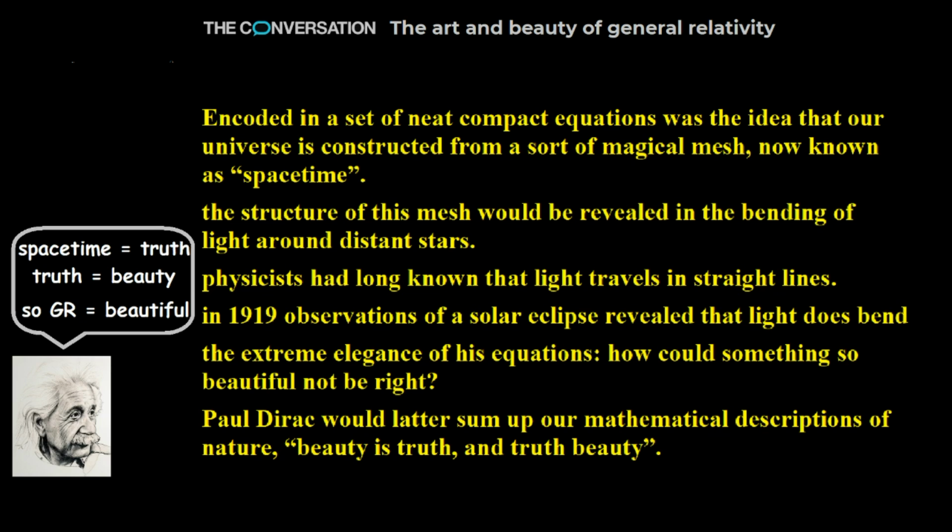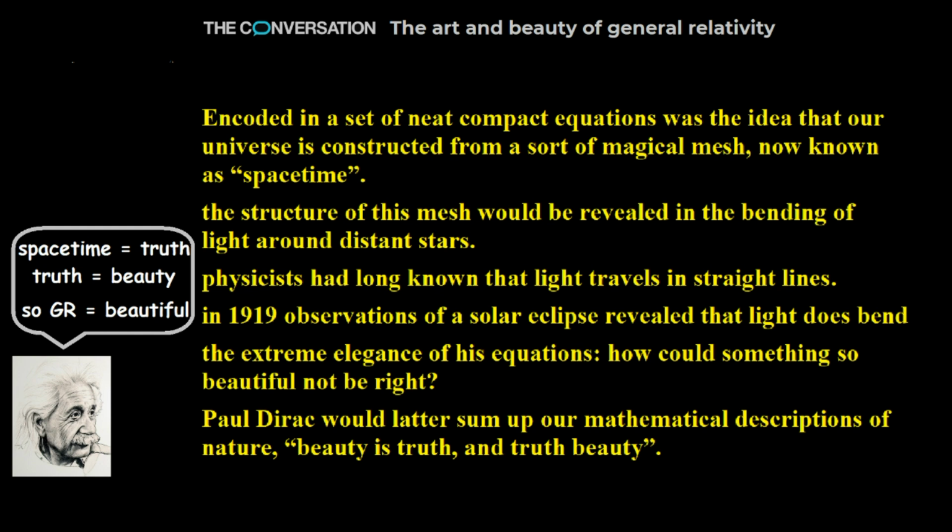In 1919, observations of a solar eclipse revealed that light does indeed bend. Okay, so we're going to have bent light. It's no longer running straight. Gravity is going to twist it or bend it or whatever. The extreme elegance of his equations, meaning Einstein, right? How could something so beautiful not be right?